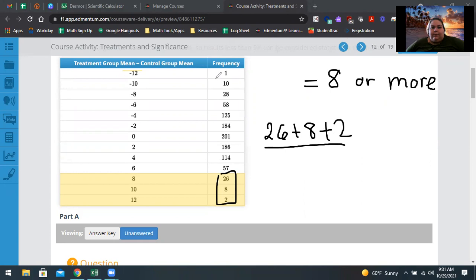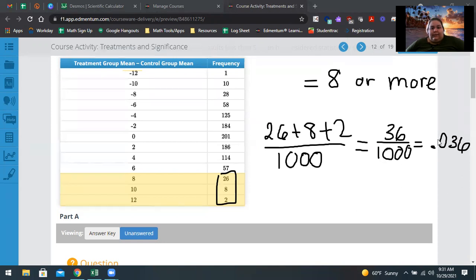And we're going to divide it. Remember, this is the frequency out of 1,000 re-randomizations, so you're going to divide this whole thing by 1,000. When we add this up, 8 plus 2 is 10, 10 plus 26 adds up to 36. Don't forget, you're still dividing by 1,000. Now, when you divide this, you get 0.036.